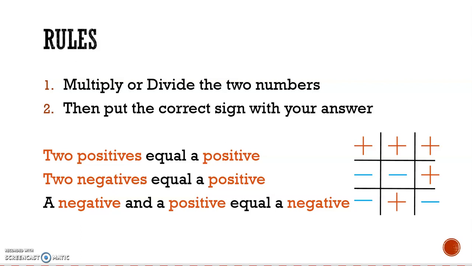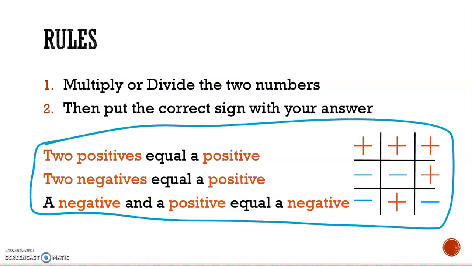Okay, so what you're going to do is literally just multiply and divide the two numbers. Don't worry about the negative signs, and then you just put in the correct sign with your answer. So this is a good thing to add into your notebook. Okay, and this on the side, this is a visual.